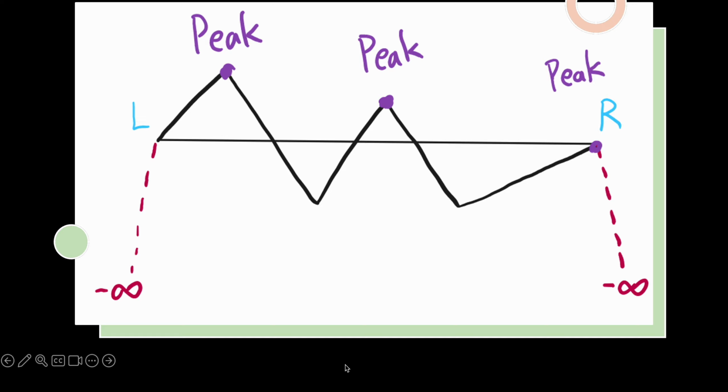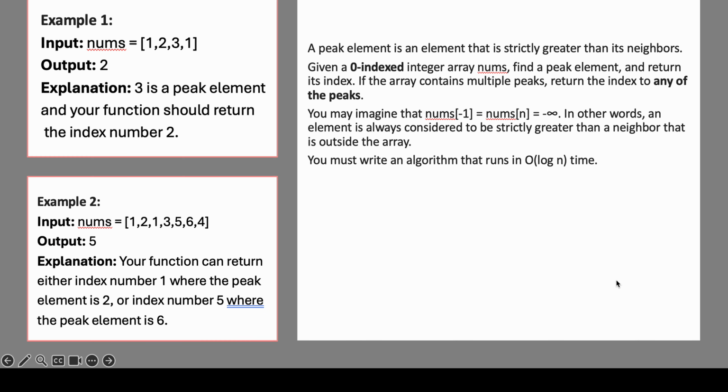And here is a sneak peek of what we're looking for. We're looking for the peak, as you can see. Anything at the ends will be labeled as negative infinity. So we need to find an index of a peak element in a given zero indexed integer array nums. A peak element is defined as an element that is strictly greater than its neighbor. If an element is at the start or end of the array, we'll treat the out-of-bound neighbor as negative infinity. If there are multiple peaks, we can return any of them.